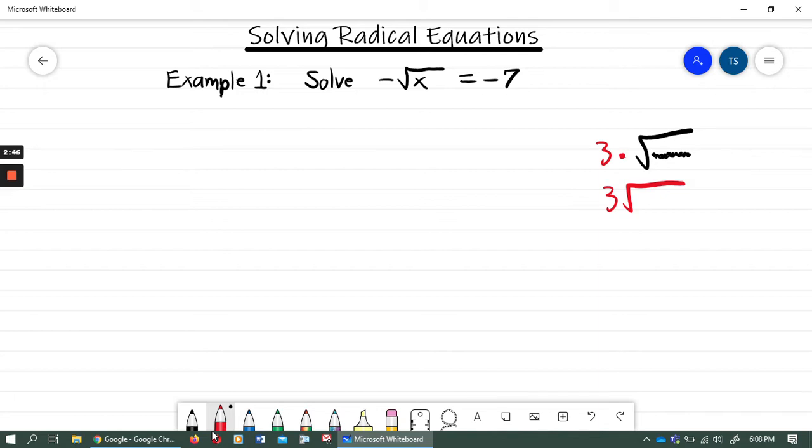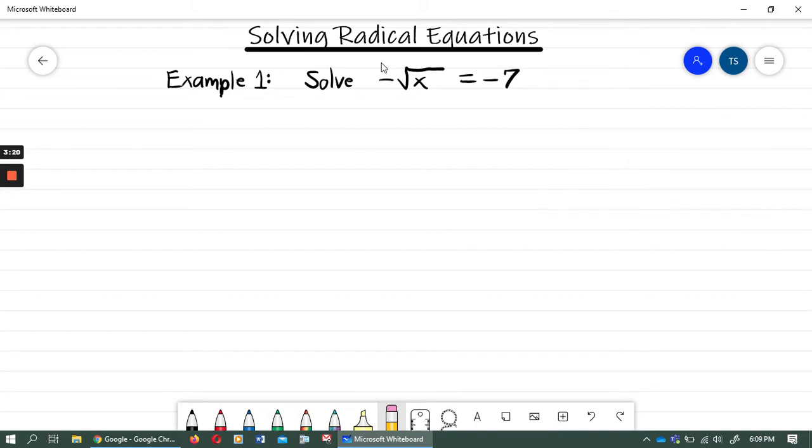And if you have anything that's added or subtracted on the outside, then your radical is not isolated. Again, if you have anything multiplied on the outside, or added or subtracted on the outside, your radical is not isolated. So if you want to make sure the radical is isolated, in this particular example, the radical is not isolated.